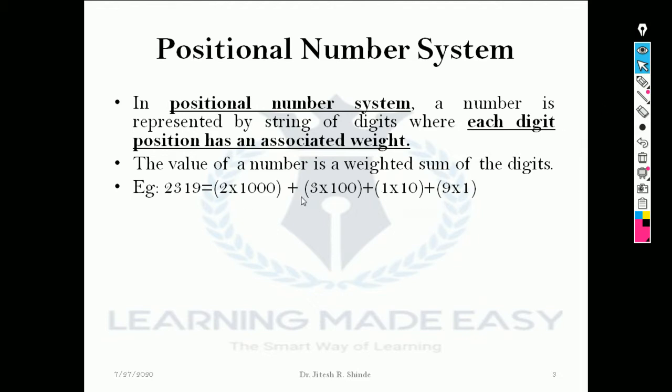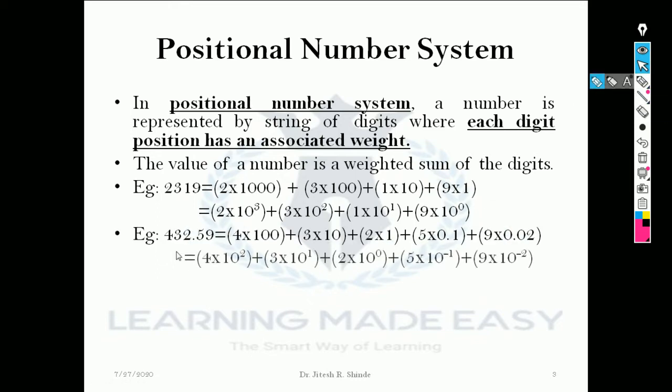We can write this as 2 into 10 to the power 3 plus 3 into 10 to the power 2 plus 1 into 10 to the power 1 plus 9 into 10 to the power 0. This is another example, 432.59. We can represent it as 4 into 10 to the power 2 plus 3 into 10 to the power 1 plus 2 into 10 to the power 0 plus 5 into 10 to the power minus 1 plus 9 into 10 to the power minus 2. Both these examples belong to the decimal number system.